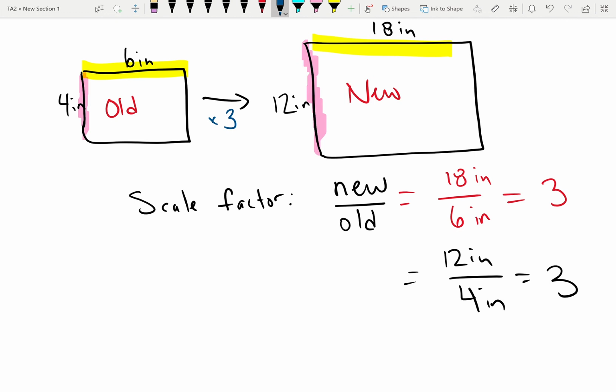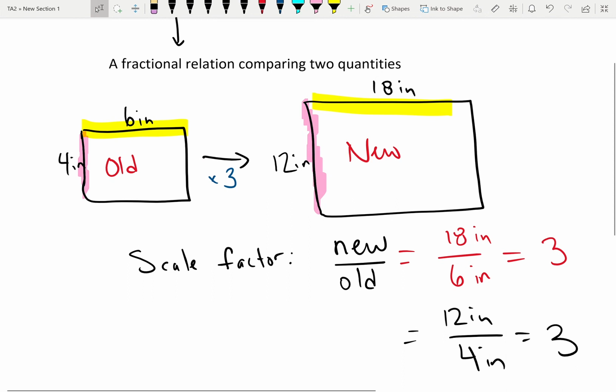When two figures are proportional, they're going to have the same scale factor no matter what dimension you're looking at. The old length to the new length, old width to the new width, it's going to be the same scale factor. You're just multiplying it by the same number no matter what dimension you're looking at. And that's the basic idea of proportionality. We're going to talk about how to solve certain equations when it comes to similar figures in the next video.